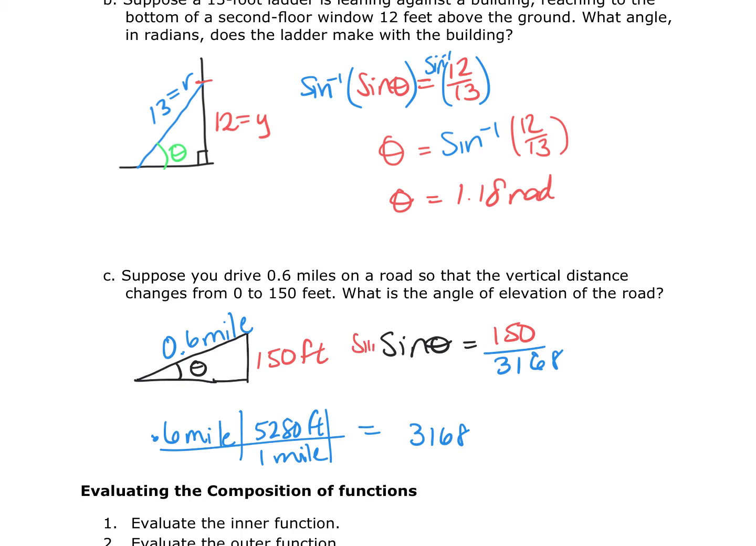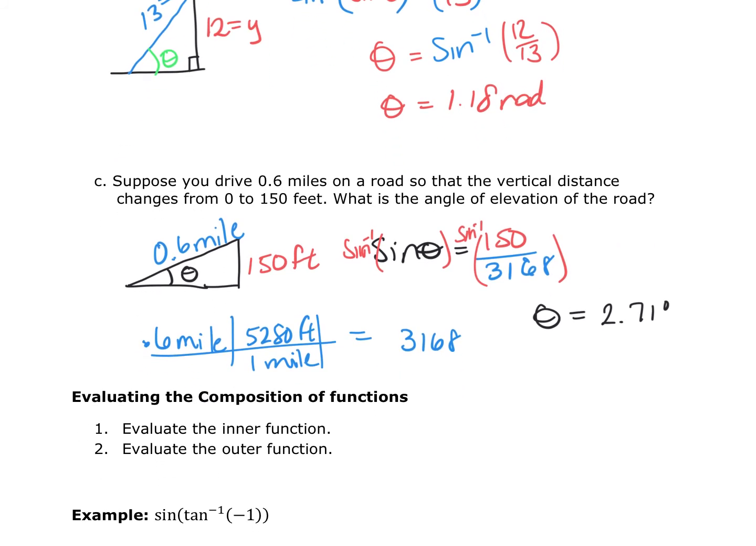I'm going to take the sine inverse of both sides. And I'm going to get theta is equal to, it hasn't told me whether or not to use radians or degrees. I think I'm going to probably use degrees. It would make sense to use degrees. So I'm going to go into my modes and make sure I'm in degrees this time. I'm going to do my second or shift button on the sine so I can do the sine inverse or the arc sine, and then 150 divided by 3168. And I get, to 2 decimal places, 2.71 degrees. So that is my angle of elevation.